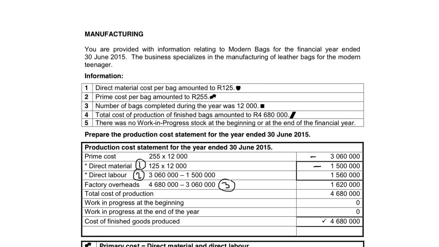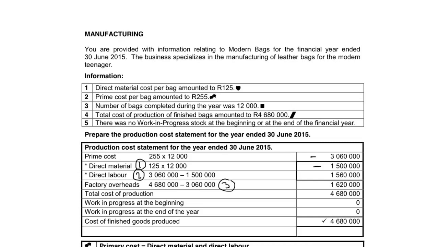Now, in a similar question, instead of giving you the primary cost, they can give you the direct material and direct labor, then you will add them together to get the primary cost. But whenever you do a production cost statement, you will always calculate the primary cost, because you need direct material and direct labor to produce something.